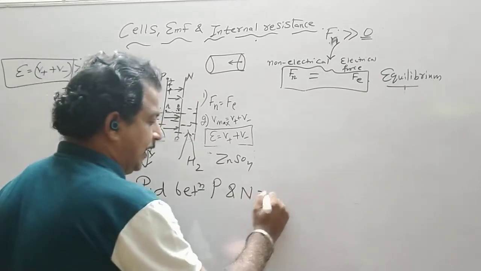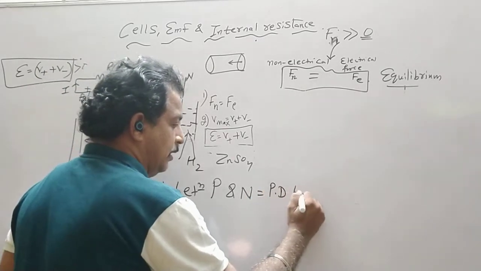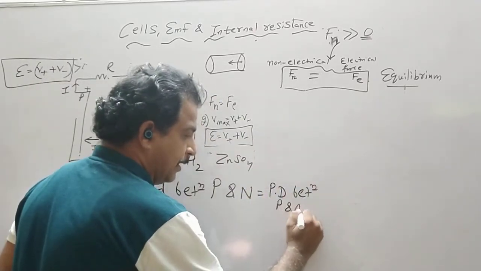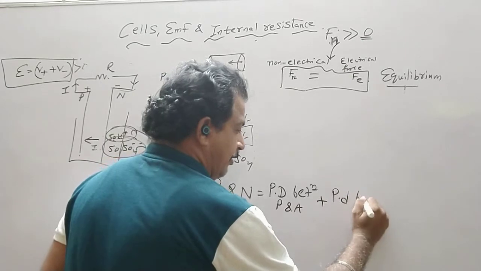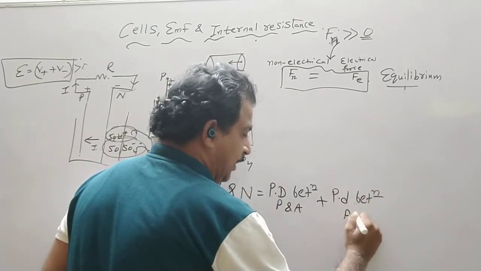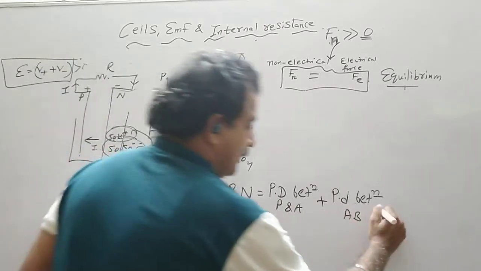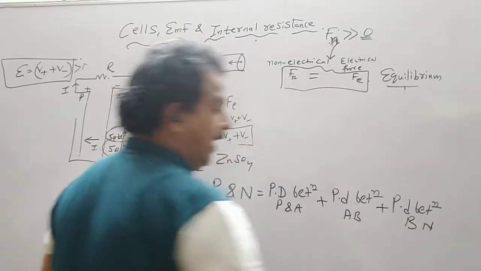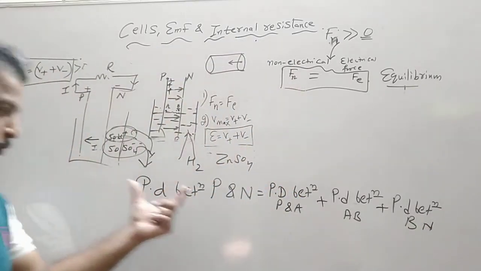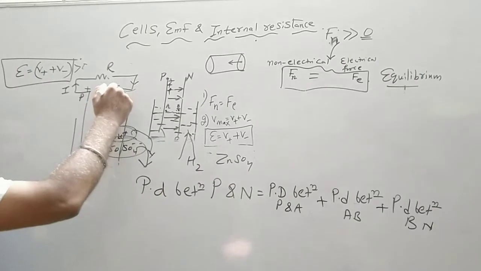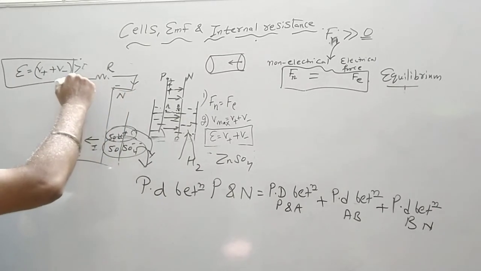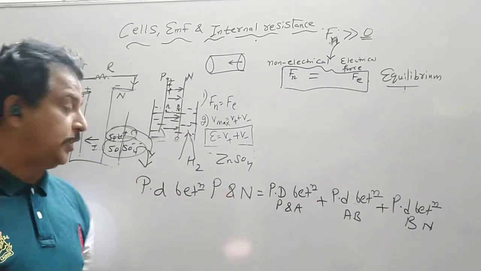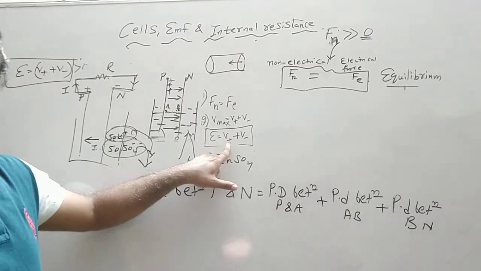So I can write this as the potential difference between P and A, plus the potential difference between A and B, plus the potential difference between B and N. So this is the closed circuit condition, when the current has started flowing from the positive terminal to the negative terminal. So let us see now what is the potential difference between P and N, which was earlier V plus plus V minus.